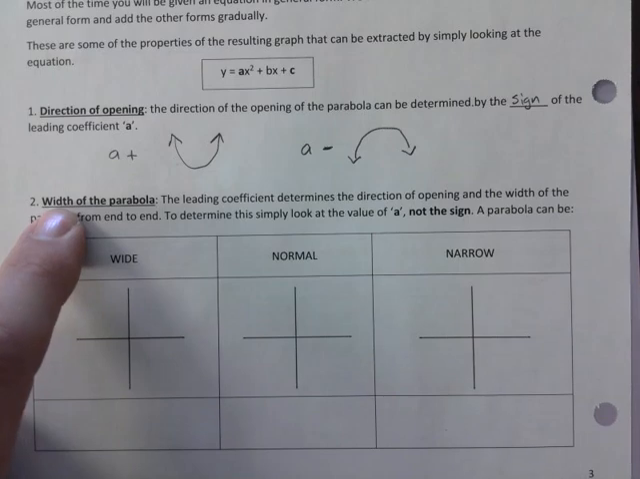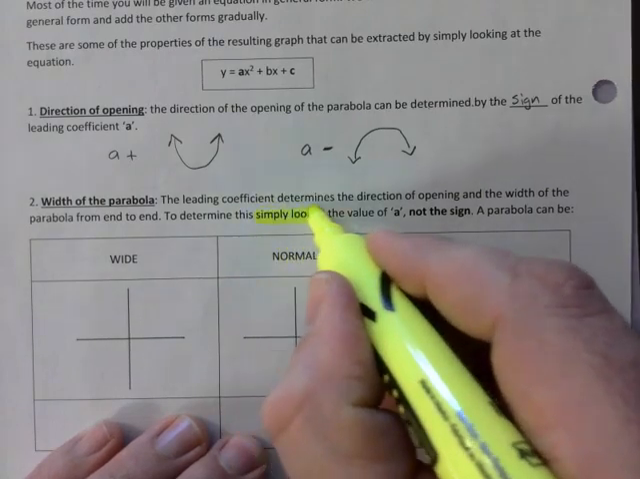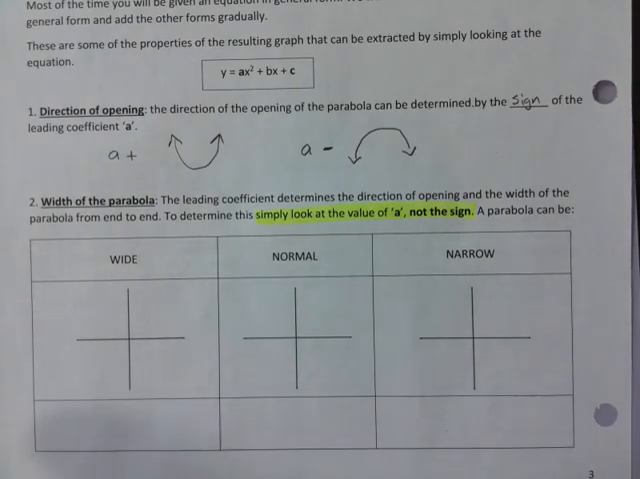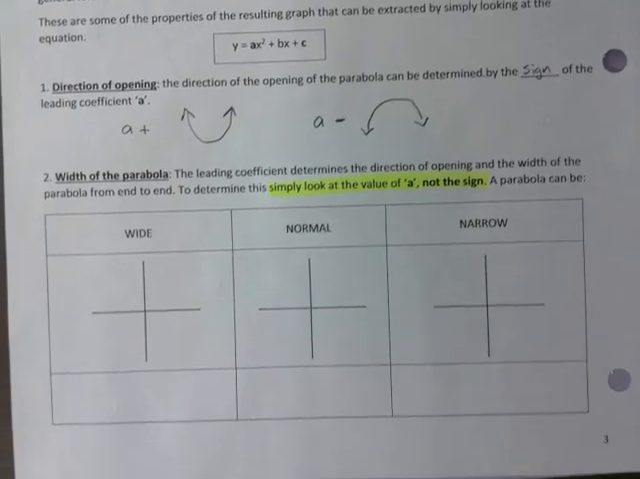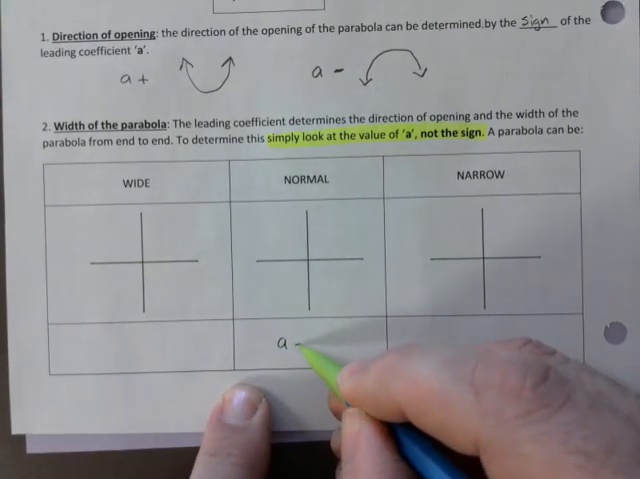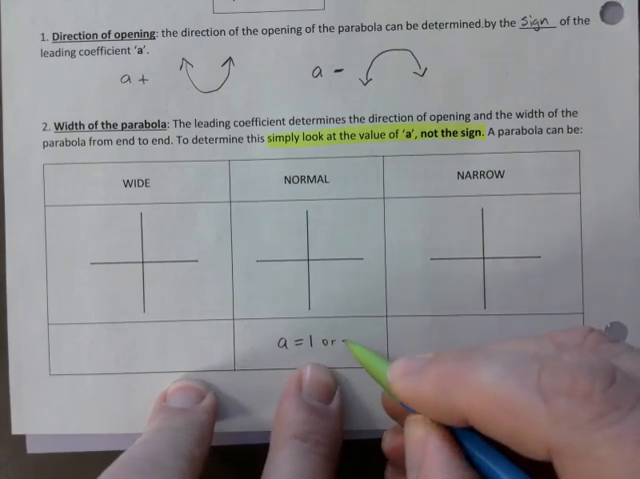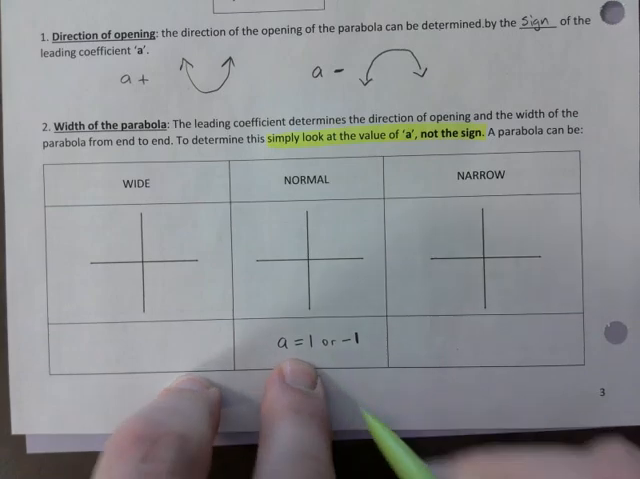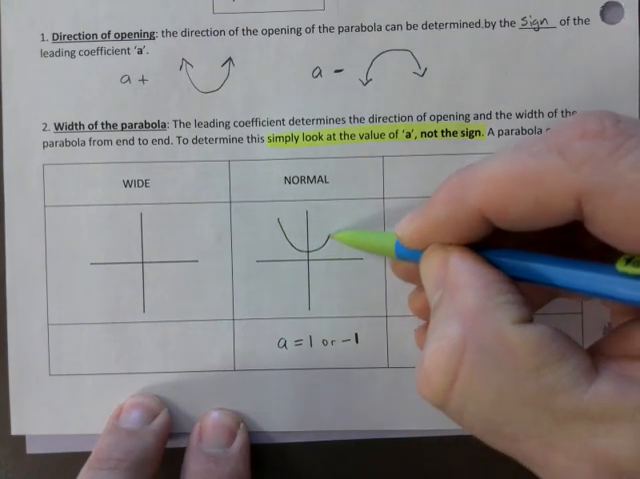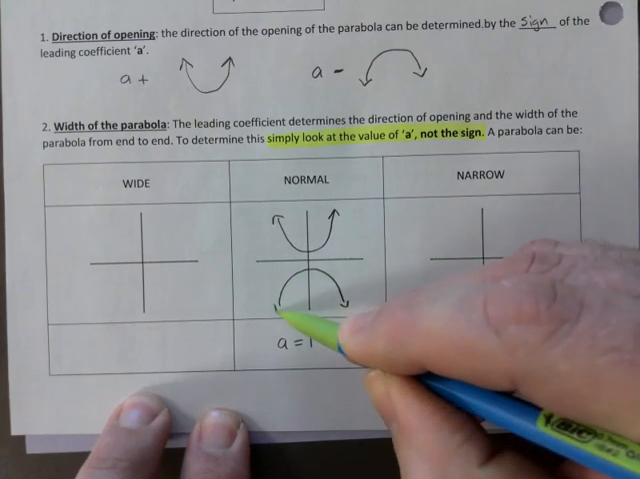Next, the width of the parabola. Okay? We simply look at the value of A, not the sign. So there are 3 different widths we call. There's the normal one where A is simply equal to 1 or negative 1. It doesn't matter if it's positive or negative, it's going to be the normal curve. So you're going to have something like this, so it just looks normal, or if A is equal to negative, it would look like this.